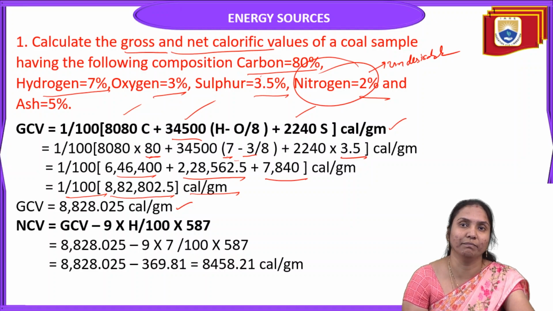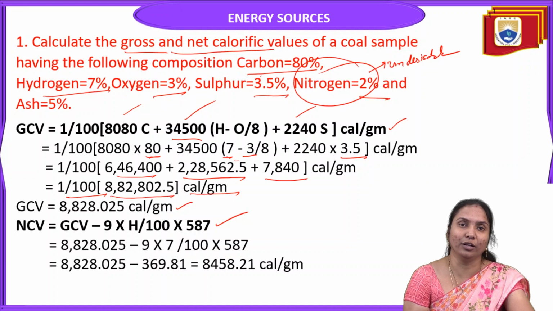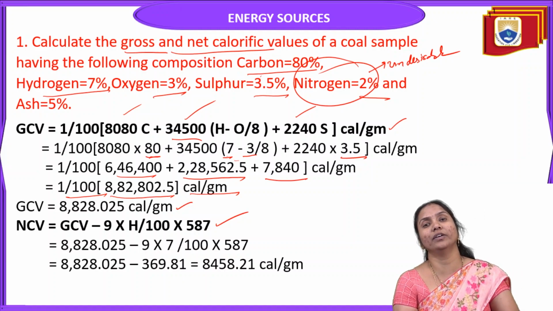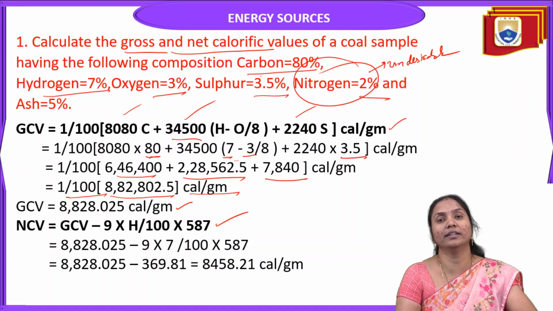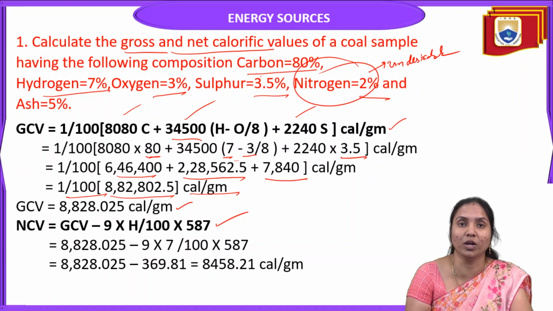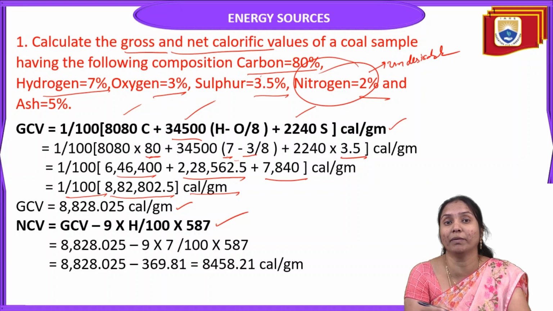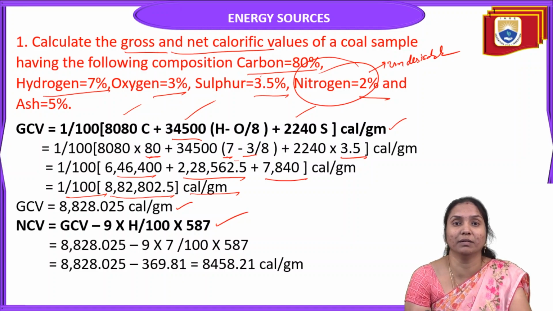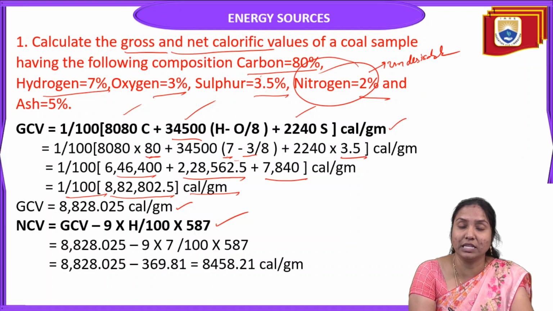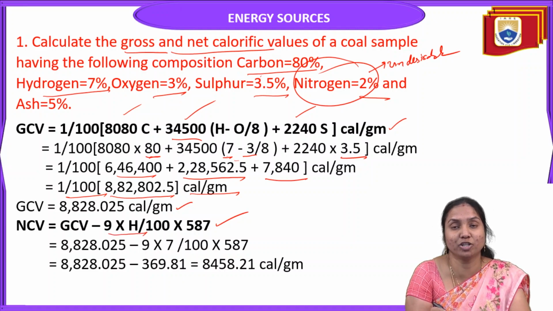Now we'll calculate the net calorific value. How can we calculate it? NCV or LCV equals GCV minus the latent heat of the combustion products cooled to room temperature. So in this case NCV equals GCV minus 9 into H by 100 into 587.